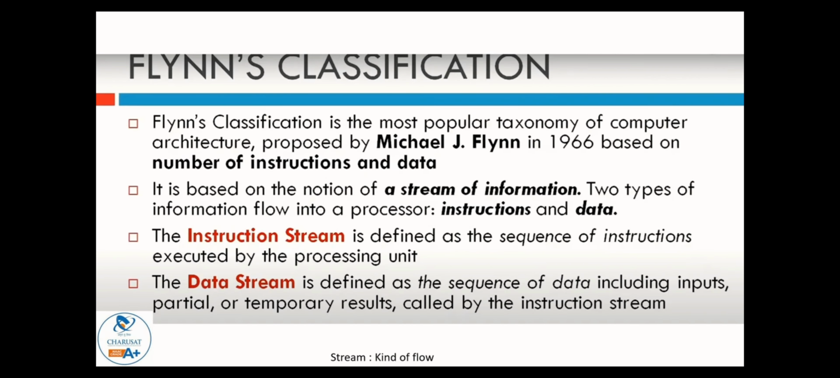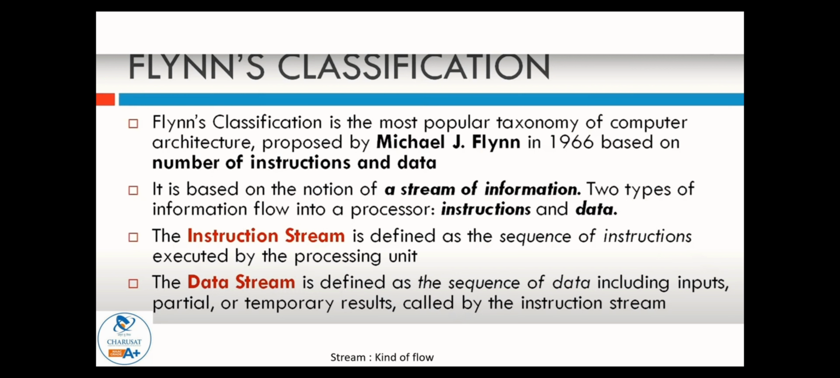So what is meant by Flynn's classification? Flynn's classification is the most popular taxonomy of computer architecture, proposed by Michael J. Flynn in 1966 based on the number of instructions and data. It is based on the notion of a stream of information, two types of information flow into the processor.